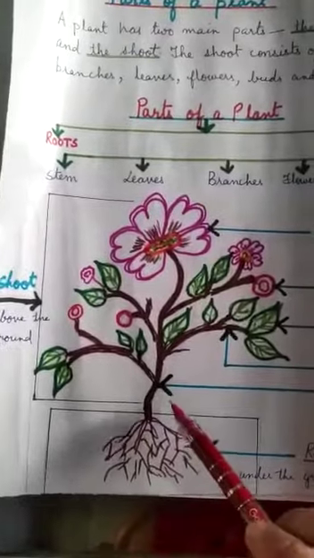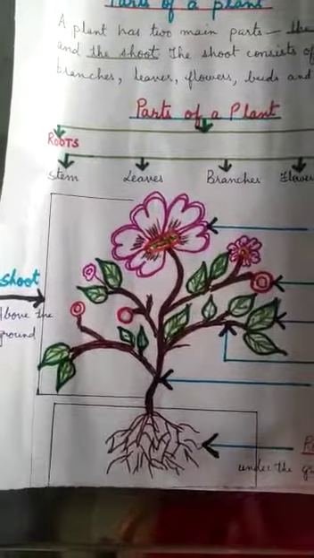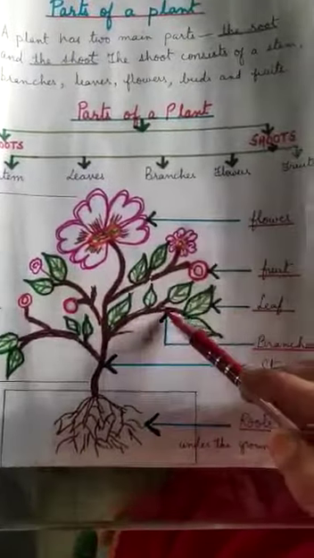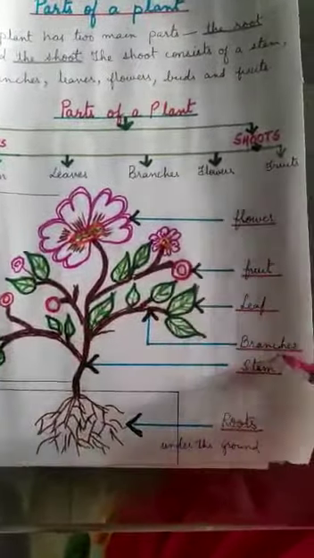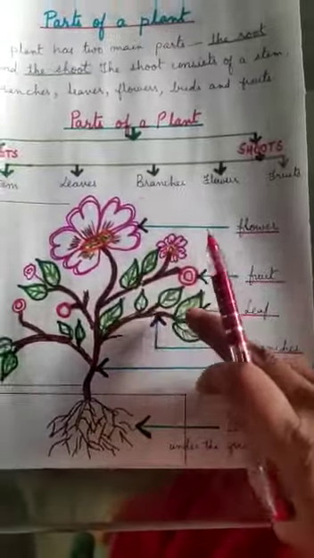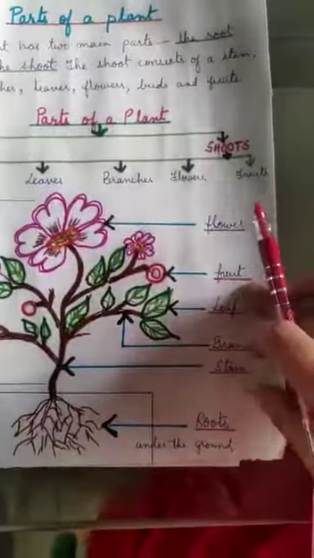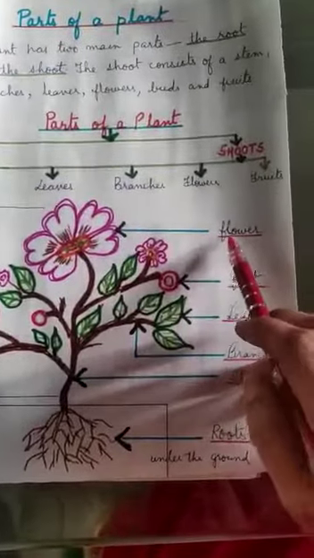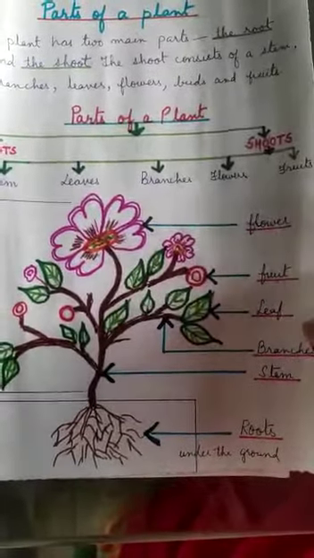So after the root, it starts from the stem, then branches, these are the branches, then the leaves, so many leaves are there, then the fruits, many fruits are here, then the flower. These are the parts of the plant.